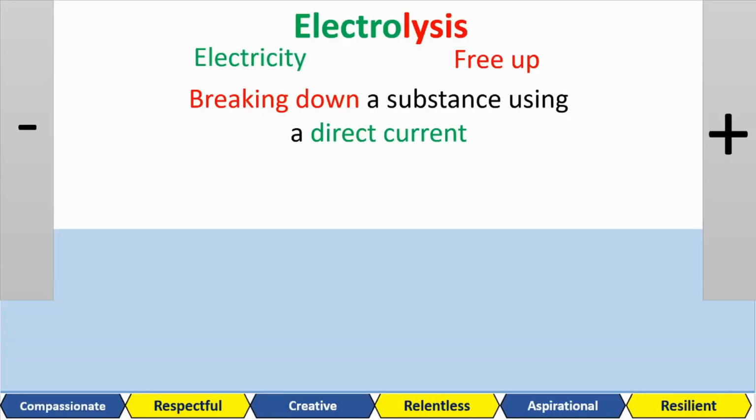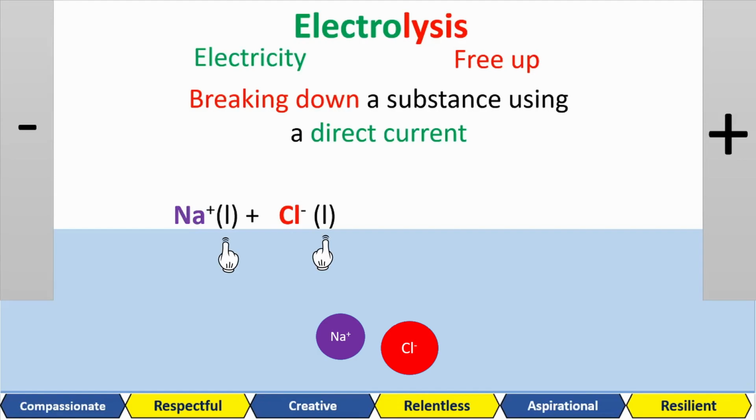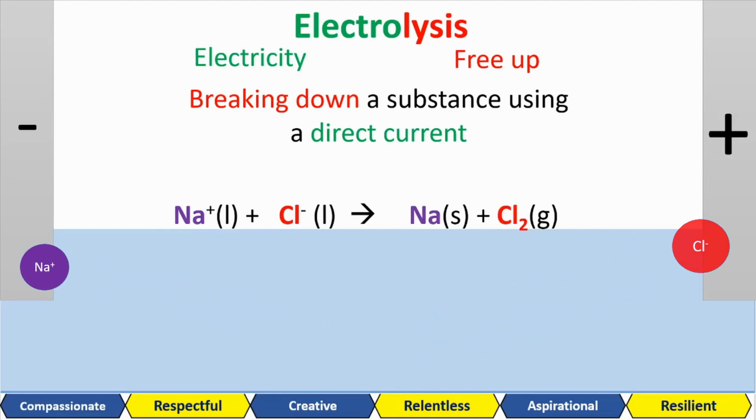We can write out the reaction. We first start with the sodium and chloride ions. I'm showing the molten sodium chloride here, which is why it is in a liquid state. If it was dissolved, it would be in aqueous state, okay? And at our electrode, that forms solid sodium and chlorine gas.